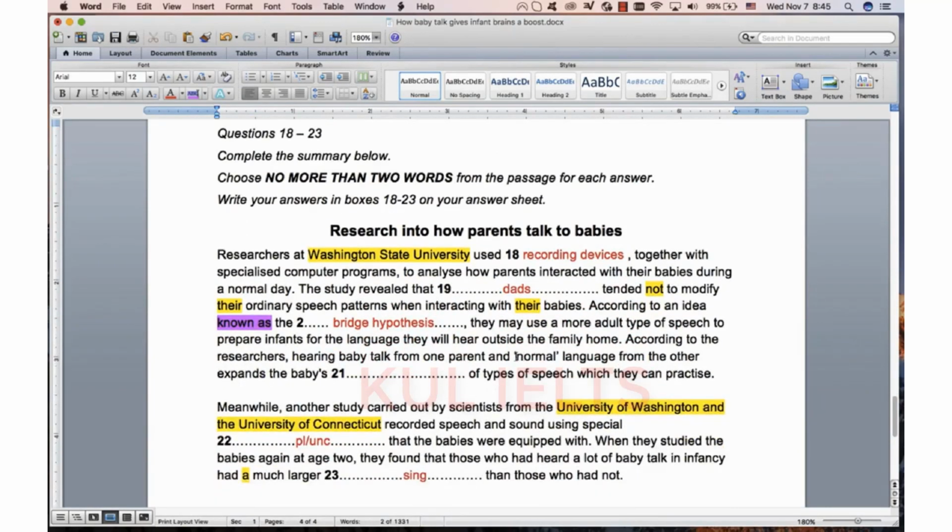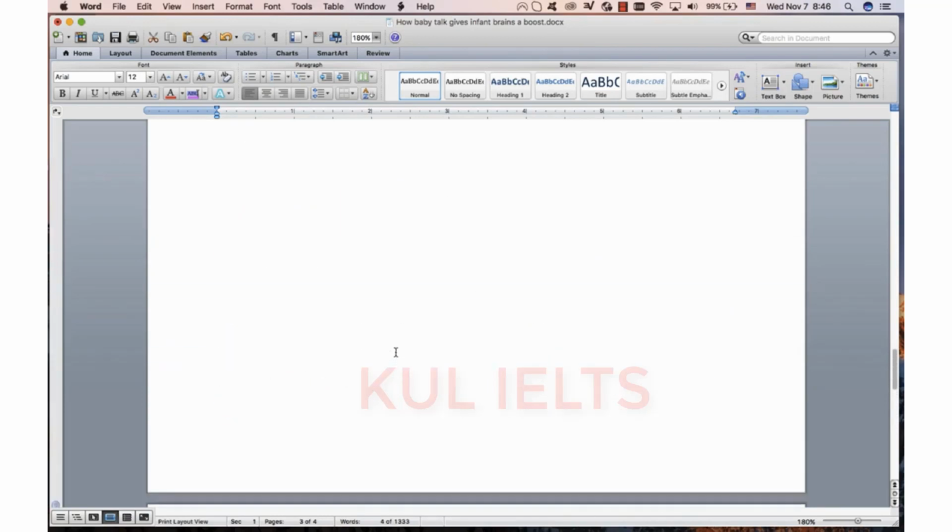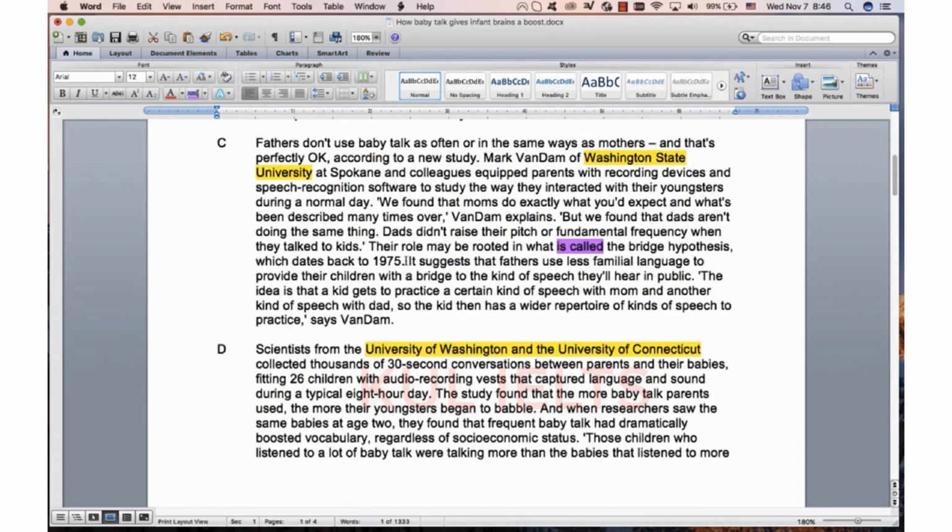They may use, according to the researchers, hearing baby talk from one parent and normal language from the other parent expands the baby's something of types of speech which they can practice. One parent, another parent expands the baby's. So we're going to be over here probably. Be careful with these summaries. They can go back sometimes. They do it, especially reading 3. But we will start here. Certain kind of speech with mom, another kind of speech with dad.